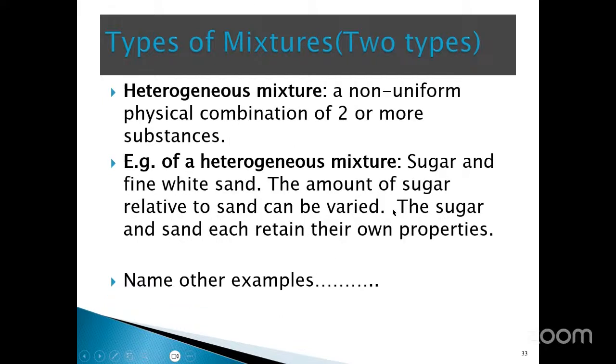Heterogeneous mixtures are the opposite, basically. Heterogeneous mixtures are non-uniform, and you can tell the difference between the different components of the mixture, right? So an example that is given here is a mixture of sugar and fine white sand, right? That's an example of a heterogeneous mixture. Can you name some other examples of heterogeneous mixtures from your everyday life?